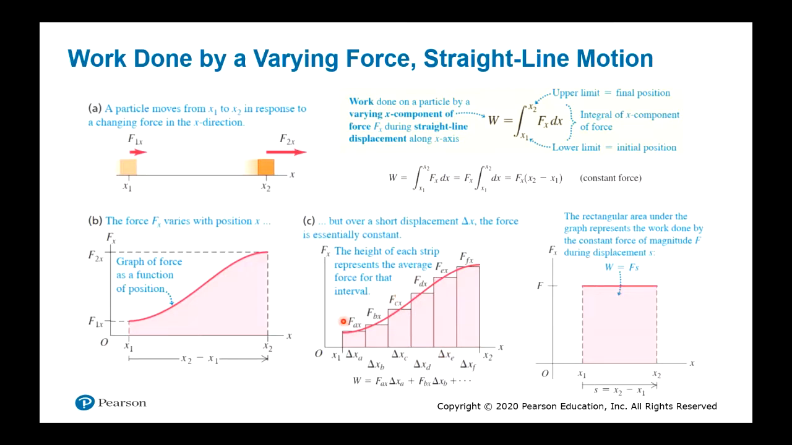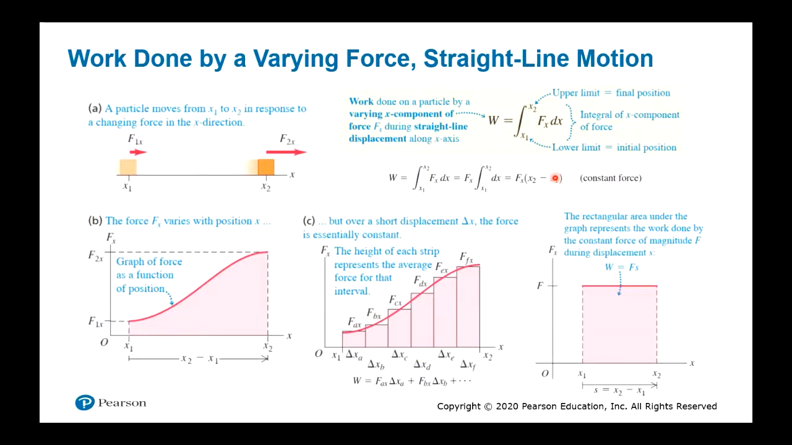We can then approximate the work done by the force during segment delta xa as the average x component of force, Fax, in that segment multiplied by the x displacement delta xa. So we can get the work done by the force from x1 to x2 by adding the work done in each of those segments: Fax times delta xa, Fbx times delta xb, and so on. But if the number of segments becomes very large and the width of each segment becomes very small, the equation becomes an integral of Fx dx from x1, the initial position, to x2, the final position.